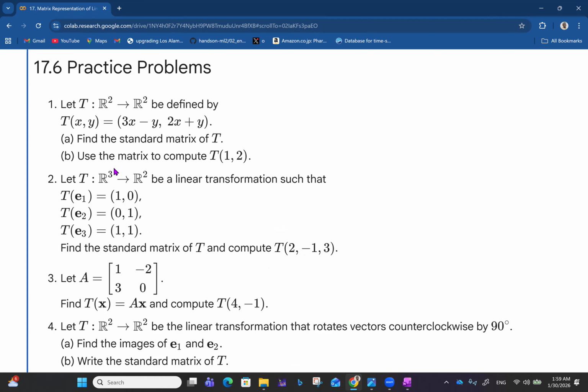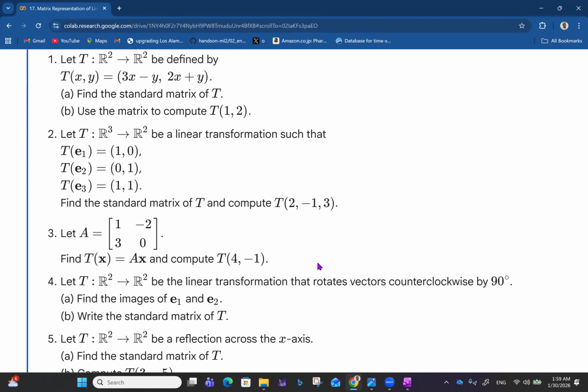Okay, so we want to find the standard matrix of this now. Well, T of E1 has been given already, so you need to find the standard matrix of T. So in that case, now it's going to be (1, 0, 0), (0, 1, 0), and (1, 1, 0). Because, okay, this is 3 by 3 becoming R2 now. So since we already have this one, you just put them up in the matrix, and then you can compute T of (2, -1, 3) by multiplying them out like that.